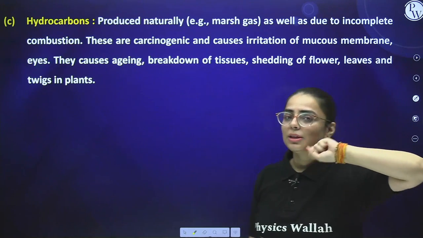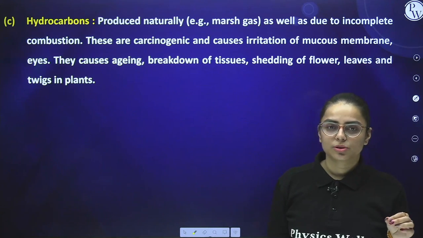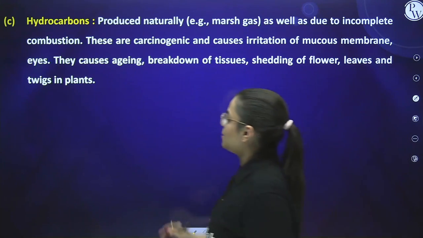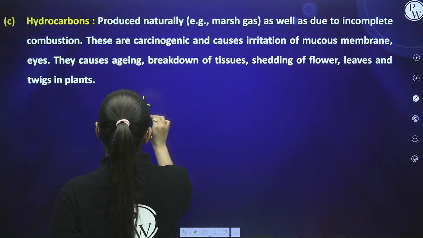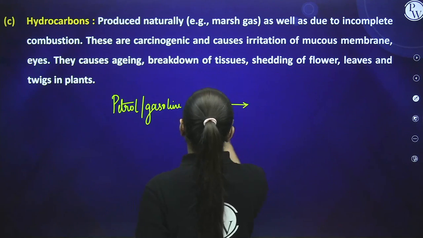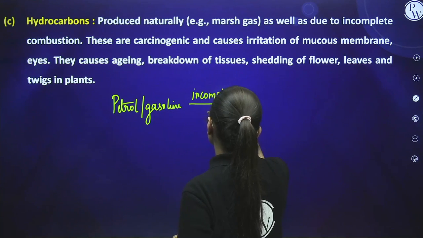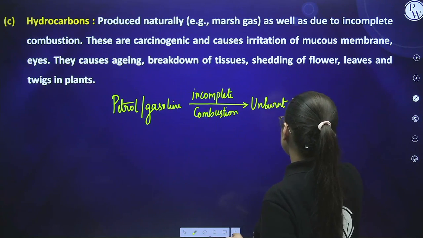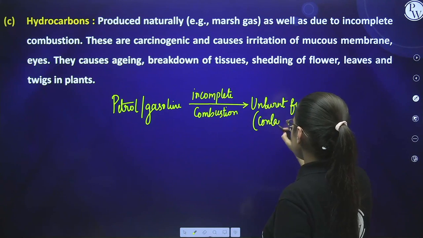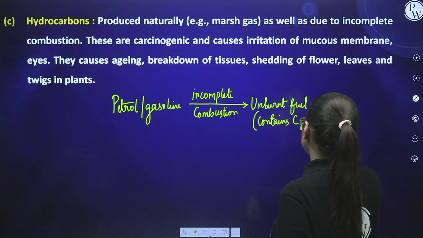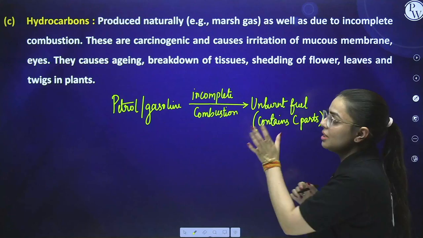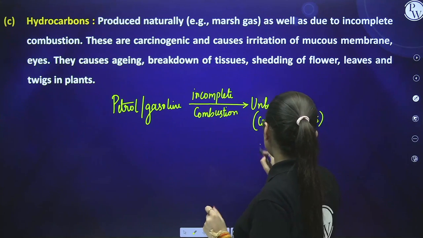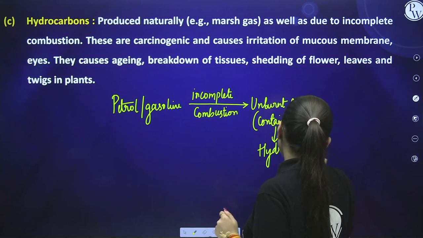It is quite easy. Now coming to the next pollutant, that is hydrocarbons. If I talk about hydrocarbons, what happens over here, students? The petrol and gasoline, in the incomplete combustion, produce unburned fuel. So during the incomplete combustion, unburnt fuel is obtained, which has carbon parts, and the hydrocarbon produced from this is carcinogenic in nature, that causes cancer.